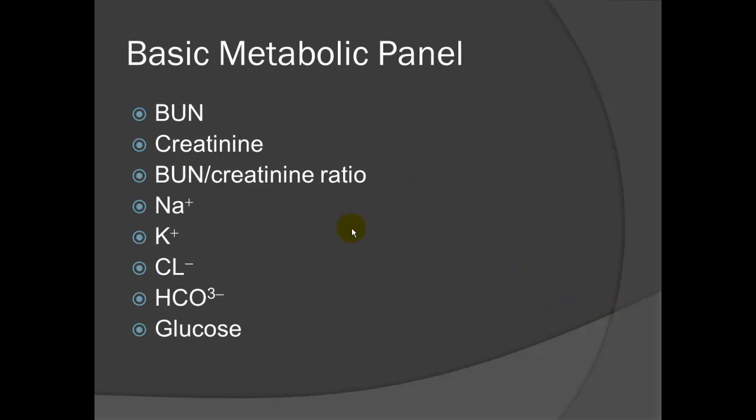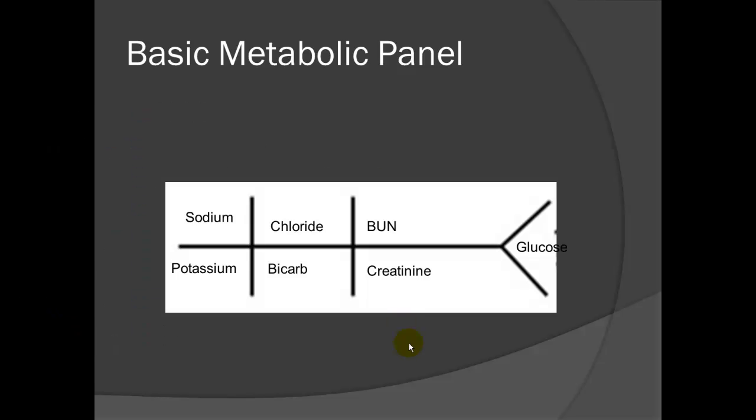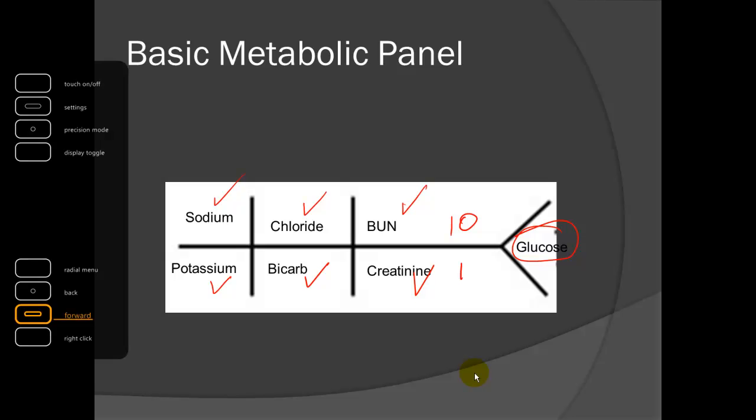Basic metabolic panel. BUN, creatinine, and the BUN creatinine ratio should always be looked at as well. Sodium, potassium, chloride, bicarbonate, and glucose. And there's a special way that we should write this out if we're writing it on handwritten documentation. I thought I would put that as well. And that's just like so. Your sodium level here, potassium level here, chloride and bicarbonate, BUN and creatinine, and then you can look at 10-to-1, and then your blood glucose level. Basic metabolic panel.